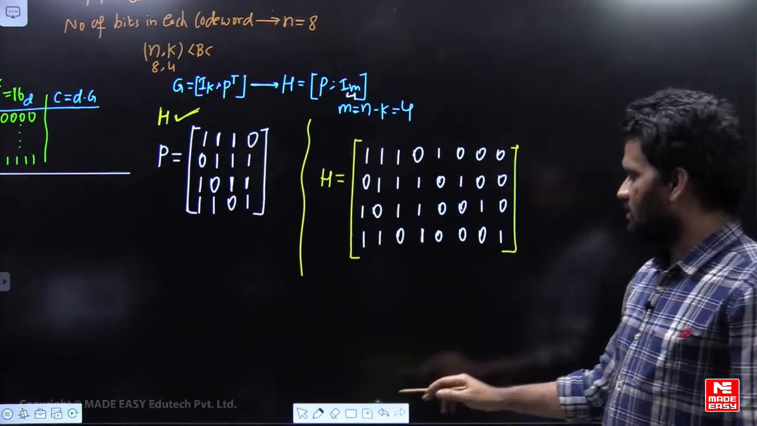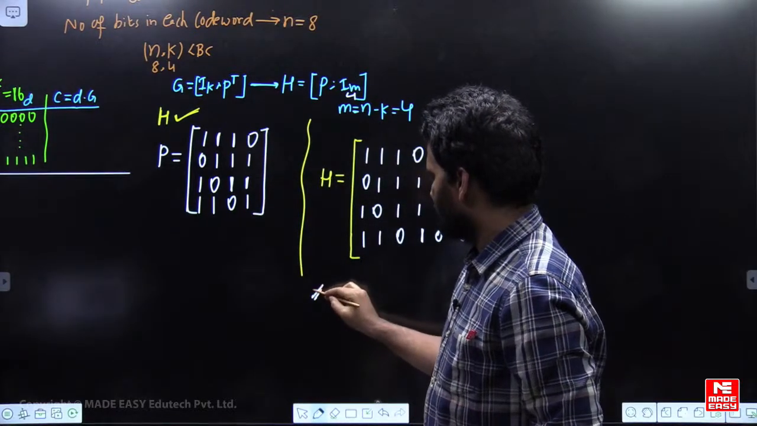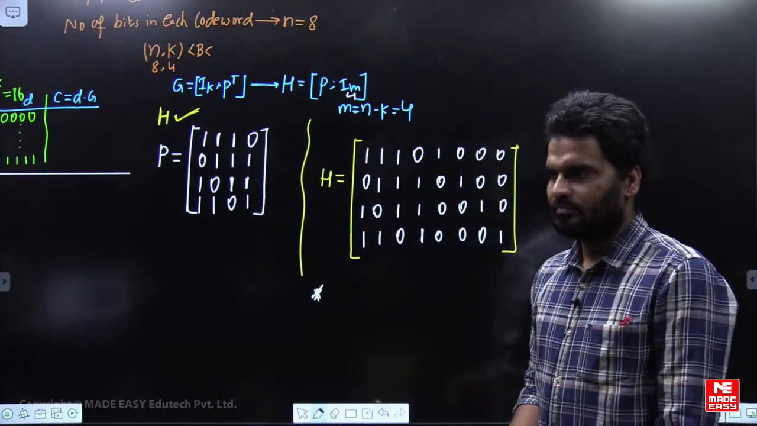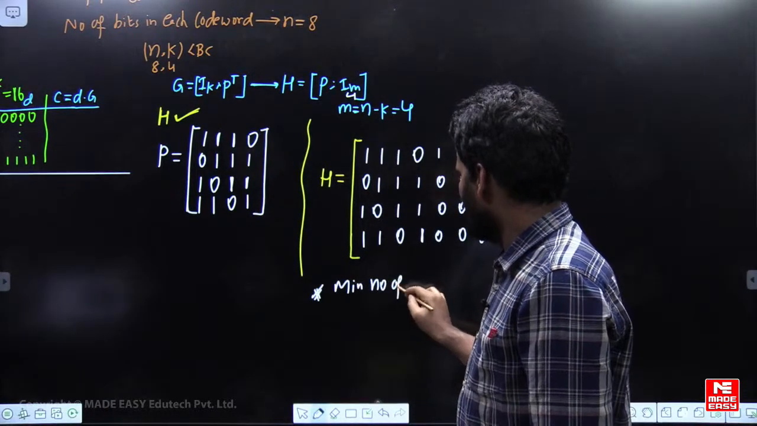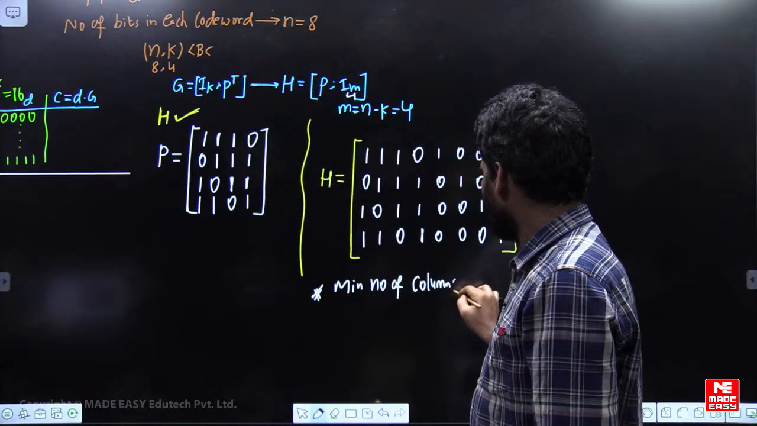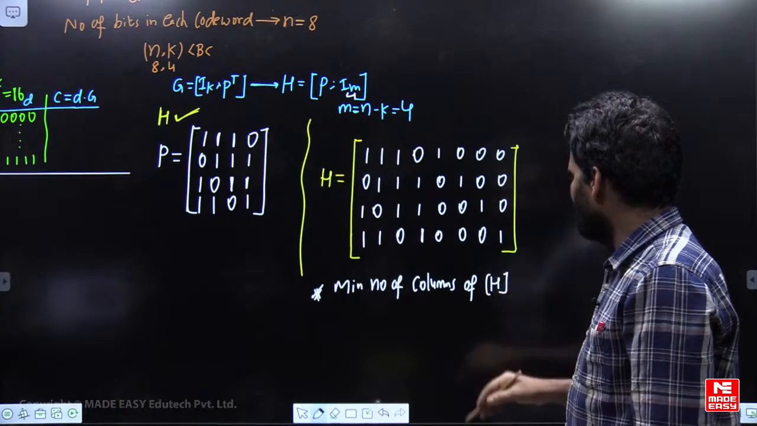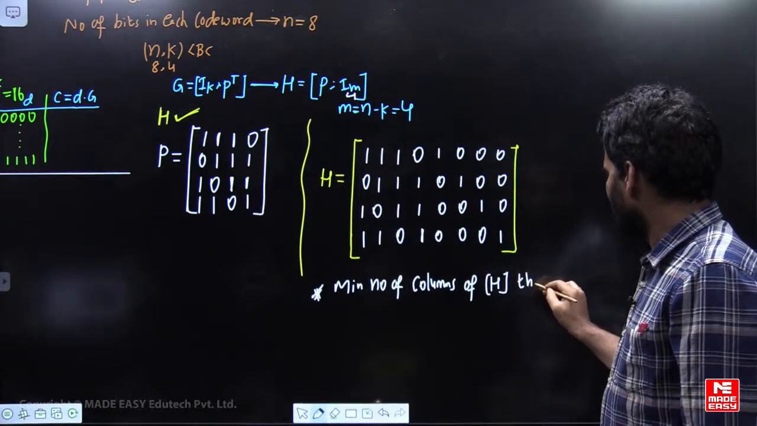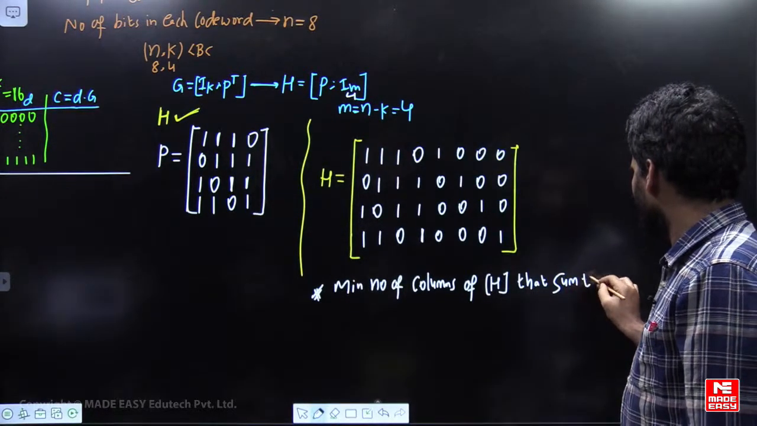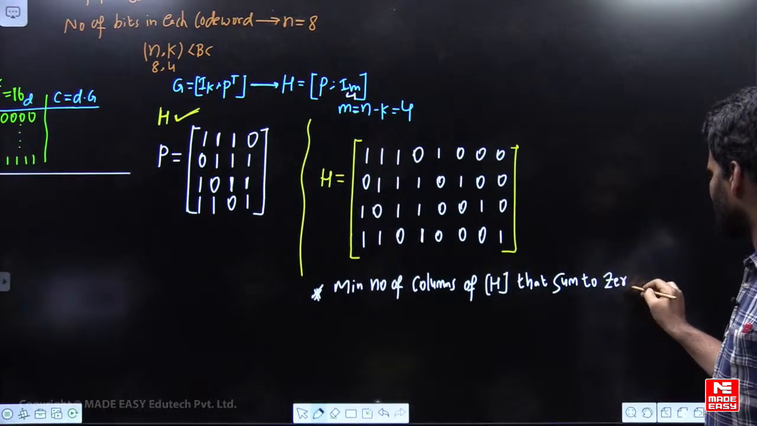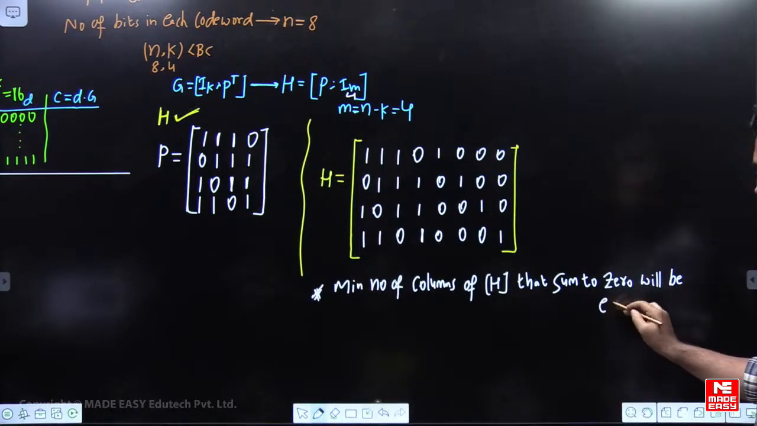So from this H matrix we can get D min. How to get D min: the minimum possible number of columns of H that sum to 0 will be equal to D min.